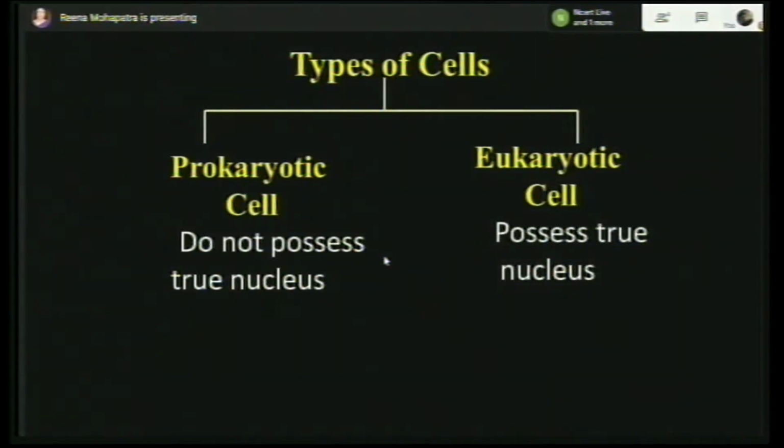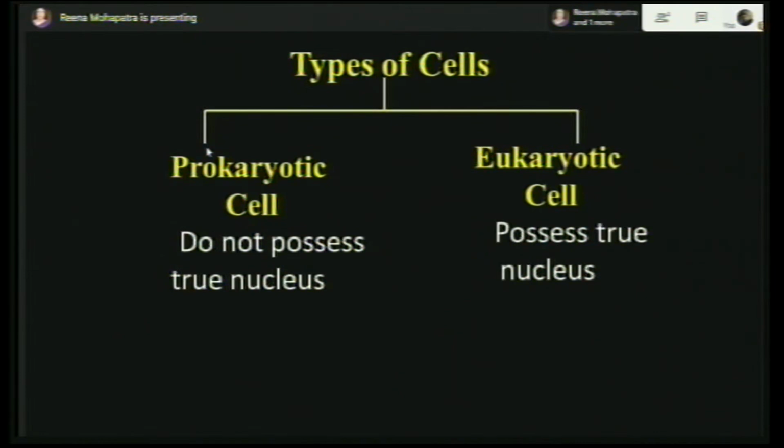Let's see, is the cell only one type or are cells of different types? Now here, we can divide the cells in different ways. We can see different types of cells are there. But on this slide, we have divided cells based on the nature of the nucleus. Nucleus is the controlling center of the cell.